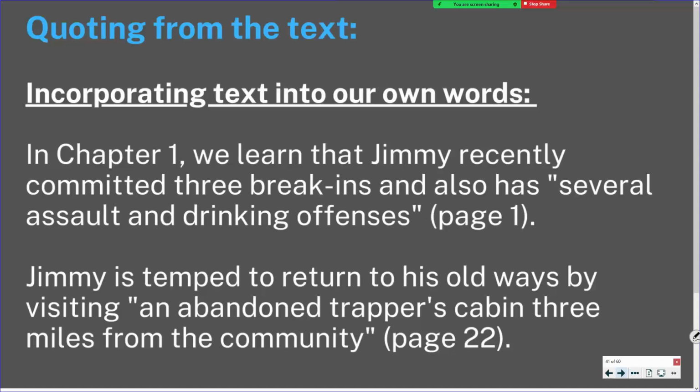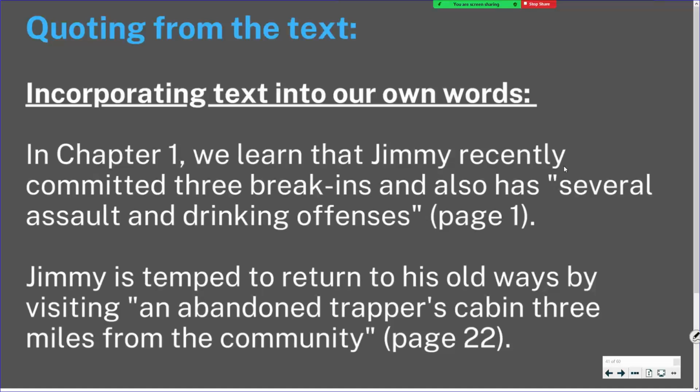In my first example, in chapter 1, we learn that Jimmy recently committed 3 break-ins and also has several assault and drinking offenses. So I've used the quotation mark right here. Everything in the quotation mark is how it appears in the text, in the book. Several assault and drinking offenses. But as you see, how I've written it, you can read that sentence as one complete sentence.